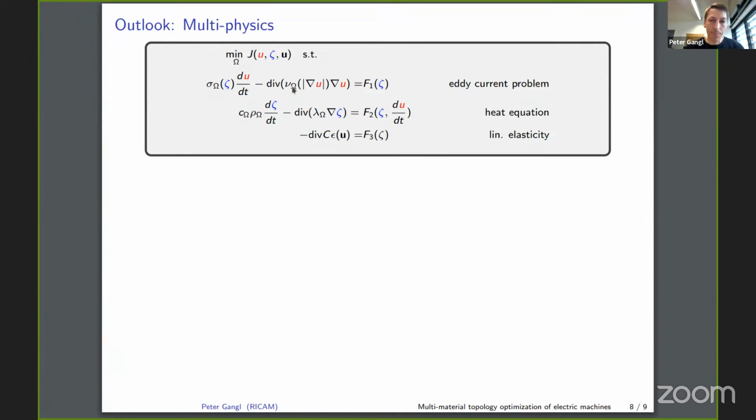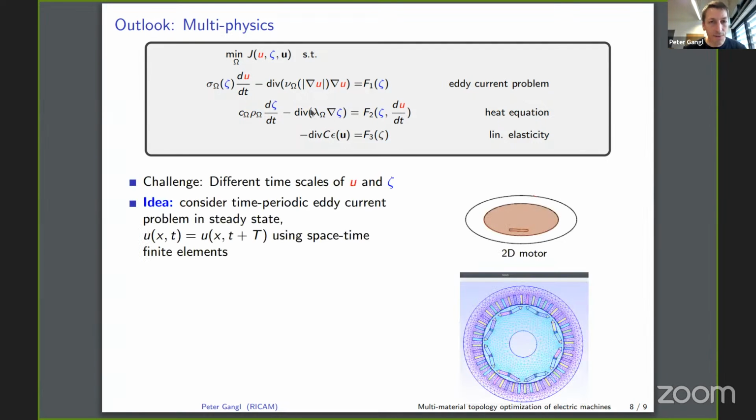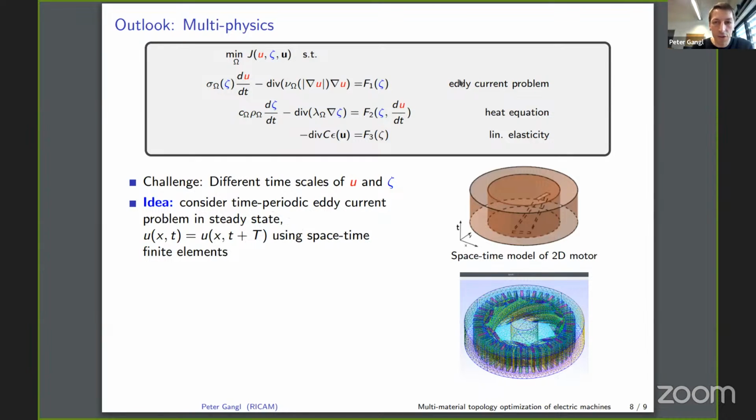And also mechanical stability, as I mentioned, should be included. What's a bit challenging in the coupling of these two equations is that they are living on different time scales. The electromagnetic properties are moving much faster than the thermal field. And the idea we want to follow for now is to consider the electromagnetic problem in a periodic setting using a space-time finite element method.